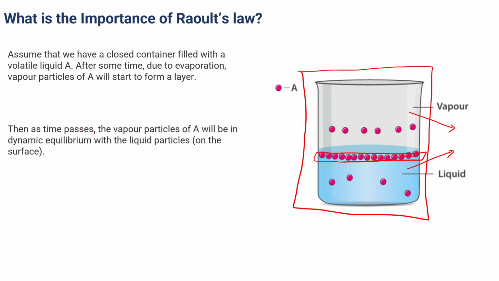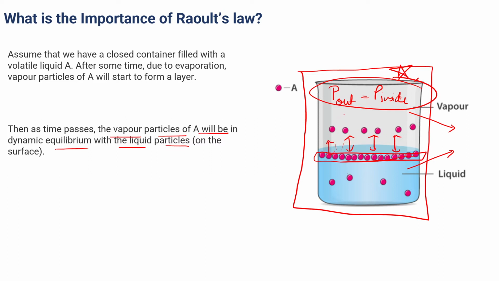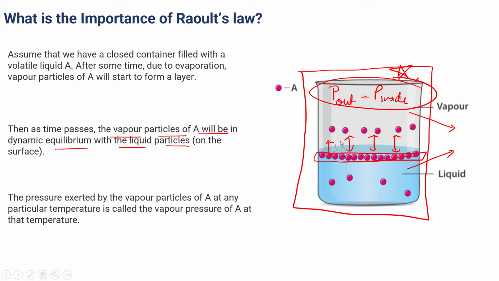As time passes, the vapor particles of A will be in dynamic equilibrium with the liquid particles. There will be an existence of equilibrium as the pressure outside is equal to the pressure inside. At that time, the equilibrium will be maintained, because of which there is a dynamic equilibrium, a free movement of the particles inside and outside of the solvent. Now, the pressure exerted by the vapor particles of A at any particular temperature is called the vapor pressure of A at that temperature. P is temperature dependent.